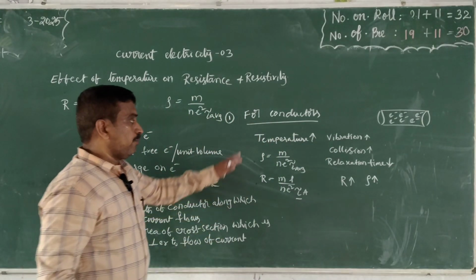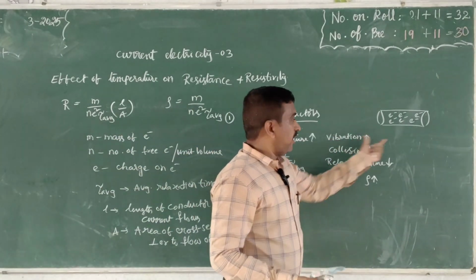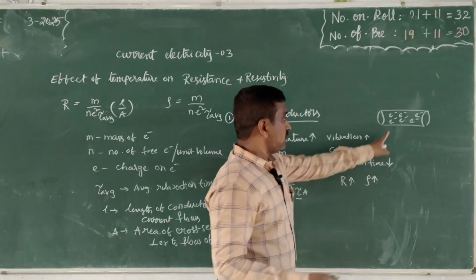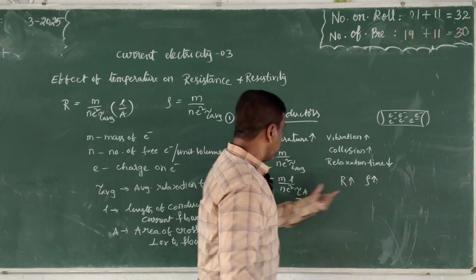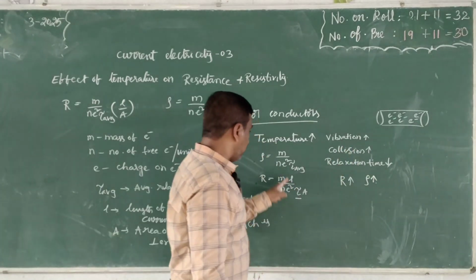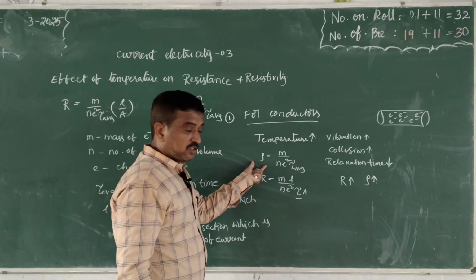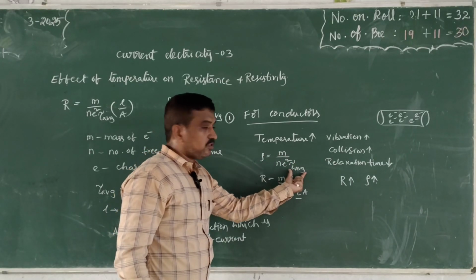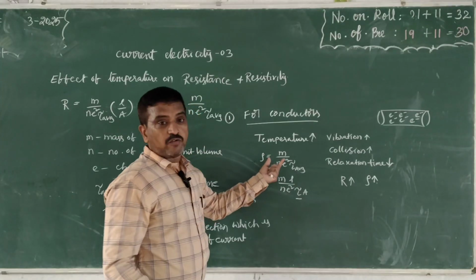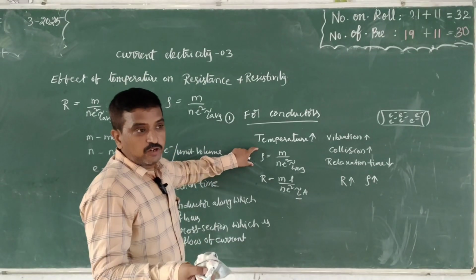So when temperature increases, the vibration of particles increases, collisions automatically increase, and relaxation time decreases. When relaxation time decreases, resistance and resistivity both increase. Why? Because the average relaxation time is in the denominator. This is the formula for resistivity, m by ne square tau average. Tau is in the denominator, so when its value decreases, the total value increases and resistivity increases.